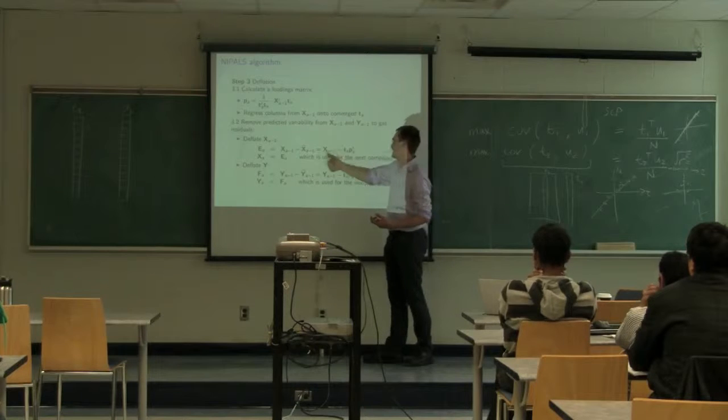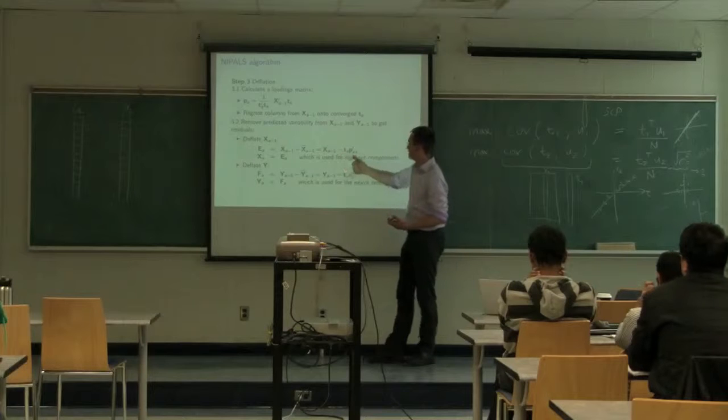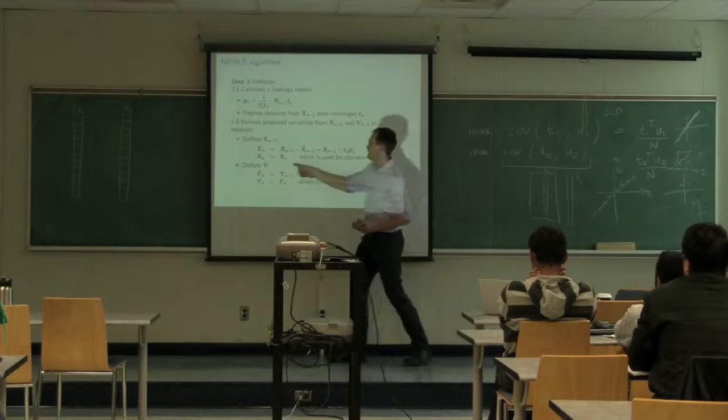So X is what we started off with, X_(A-1). Subtract off the A-th component, and we get the matrix of residuals.